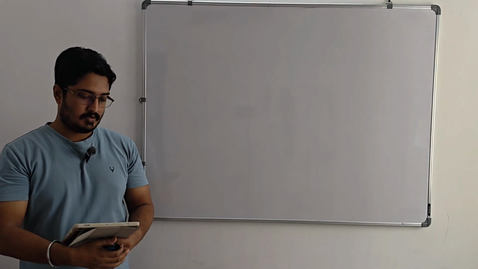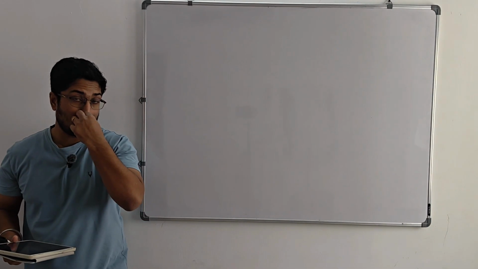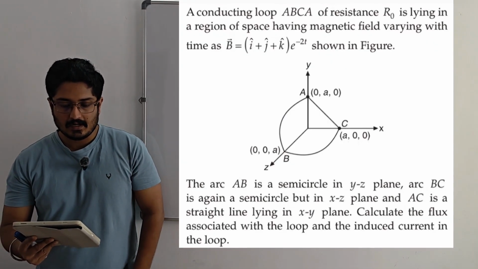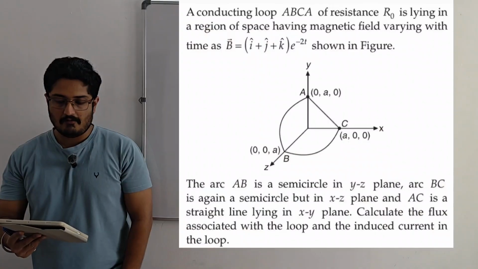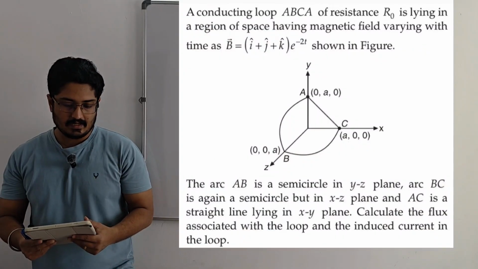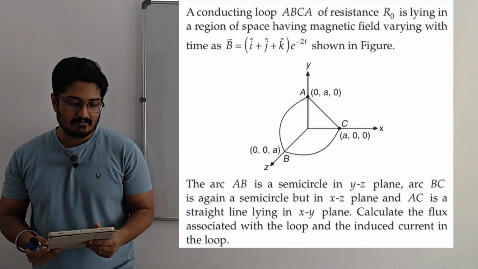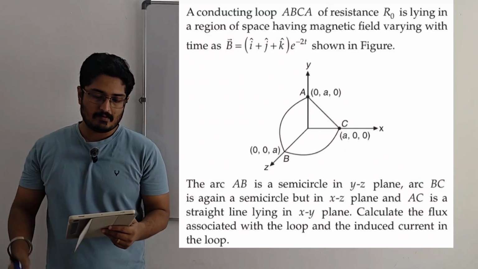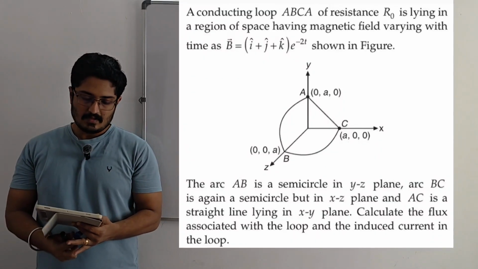So, hello everyone. Today we're discussing a question on EMI, electromagnetic induction. So, let us look at the question. It says that a conducting loop ABCA of resistance R naught is lying in a region of space having magnetic field varying with time as B equals i cap plus j cap plus k cap into e power minus 2t, as shown in the figure.